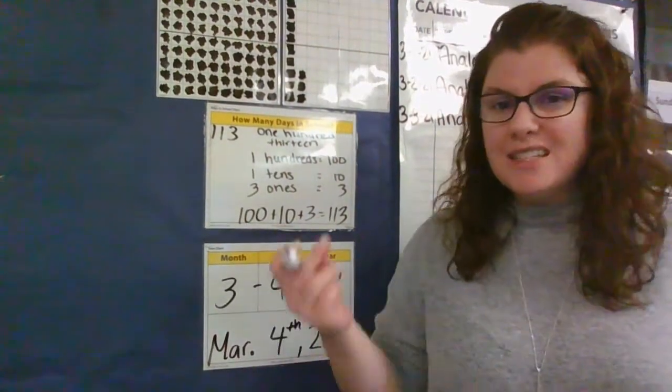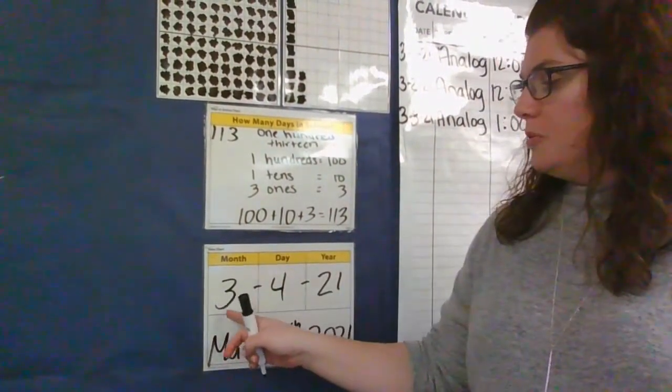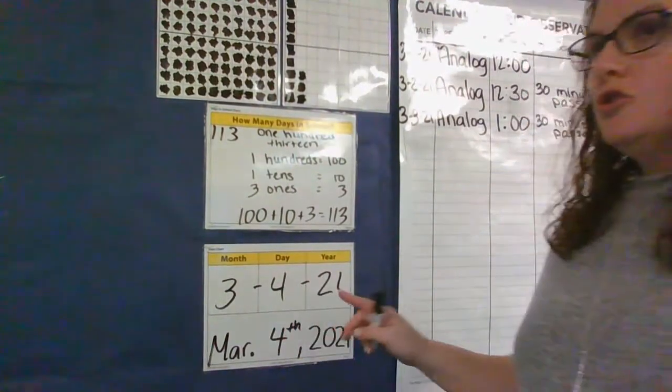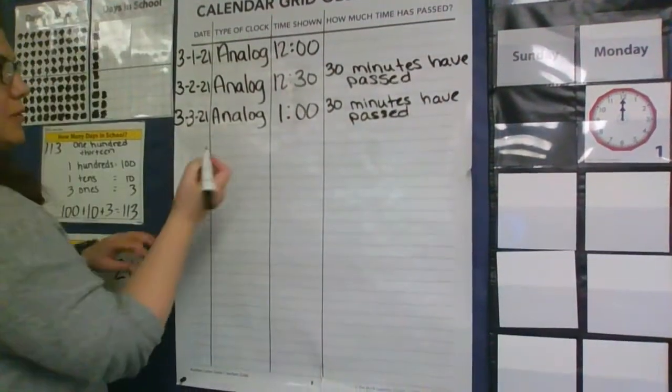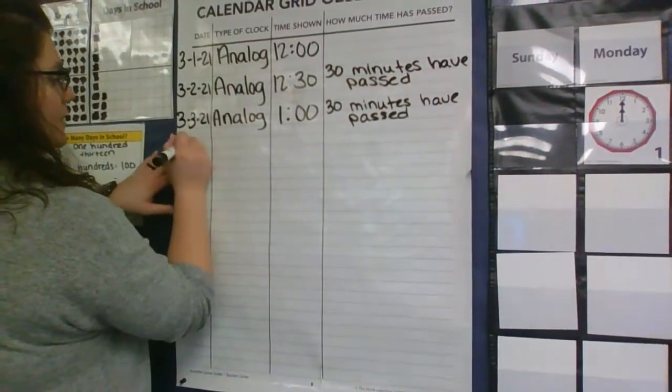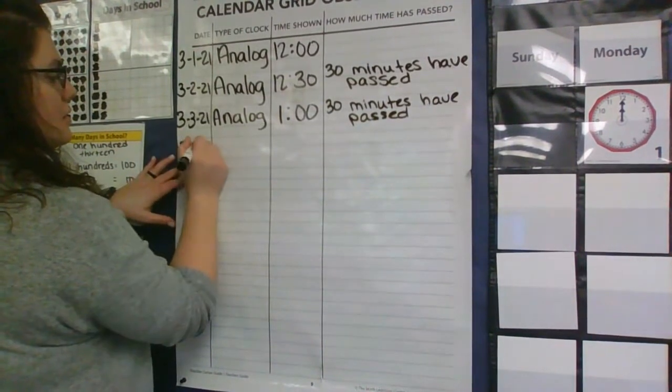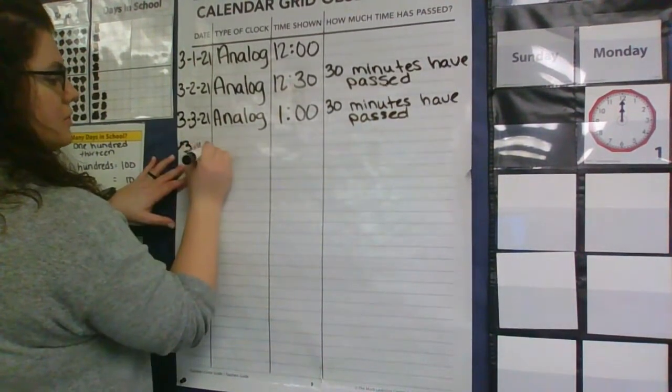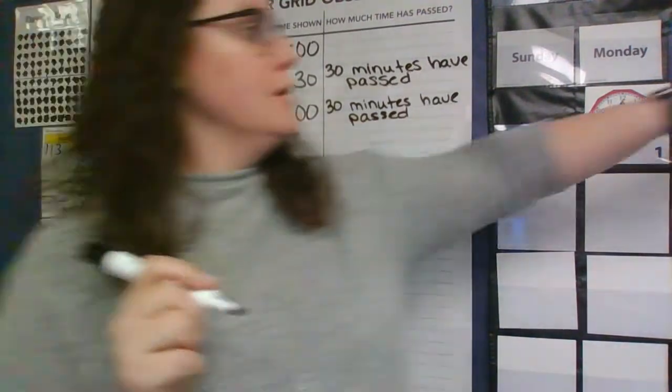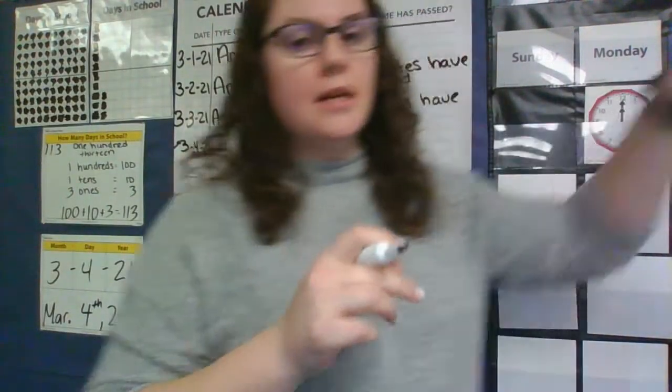But just because I like things to be quick and easy, everything we write the date on will be 3-4-21. So let's write that down on our observation chart. Okay, shout it out at me. What's the date? 3-4-21.